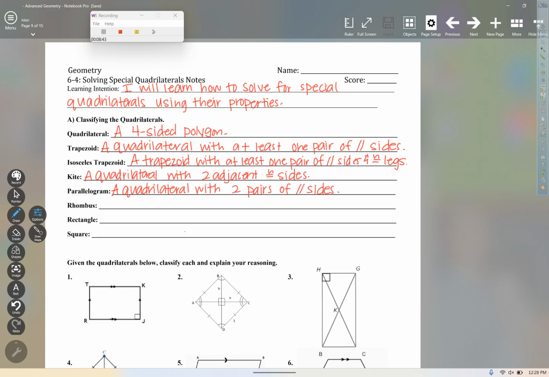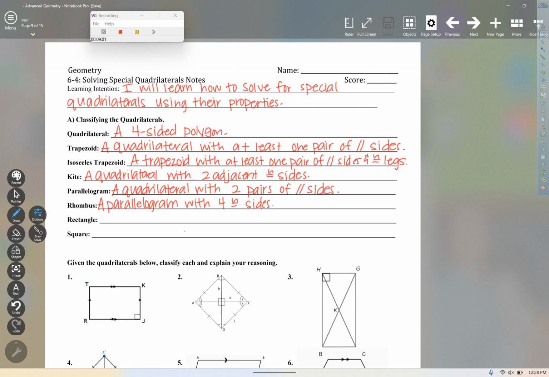A rhombus is a parallelogram because it comes from a parallelogram with 4 congruent sides. You could also say a quadrilateral. It's a quadrilateral with 4 congruent sides.